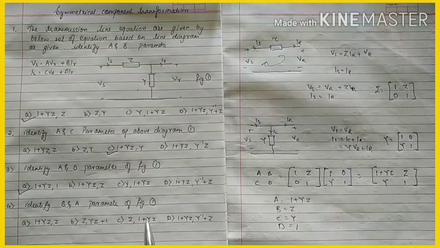Identify B and A parameter of the figure. The value of B is Z and the value of A is 1 plus YZ. Okay, so you cannot be confused in the equation between B and A. First it is written B and second it is written A. We can also say this is correct, but here the first term is A, and here you can see the first term is Z and then 1 plus YZ. Okay, so our answer will be B. So you can solve this type of numerical aspirant objective type question.